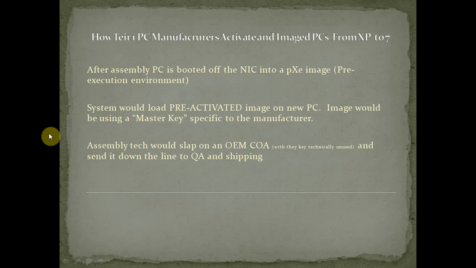After assembly, the PC would be booted off the network card into a PXE image, which is Preboot Execution Environment. The system would load a pre-activated image on a new PC. An image would be activated using a master key specific to that manufacturer. An assembly tech would then slap on a Windows OEM COA with a key on it that was technically never used, and send it on down the line to QA and shipping. Again, this all varies depending on the specific manufacturer. Some do a little bit more QA than others, but the activation process is the same.